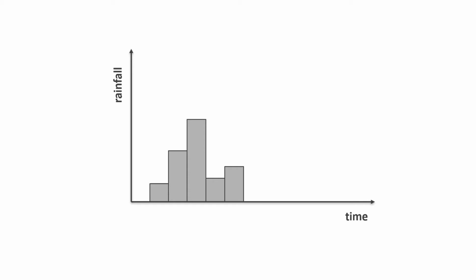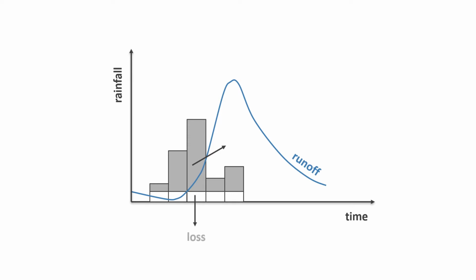But before this occurs, the rainfall needs to be portioned into the part that directly contributes to the runoff and the part that doesn't. The part that doesn't is typically termed loss and consists of things like infiltration and depression storage.